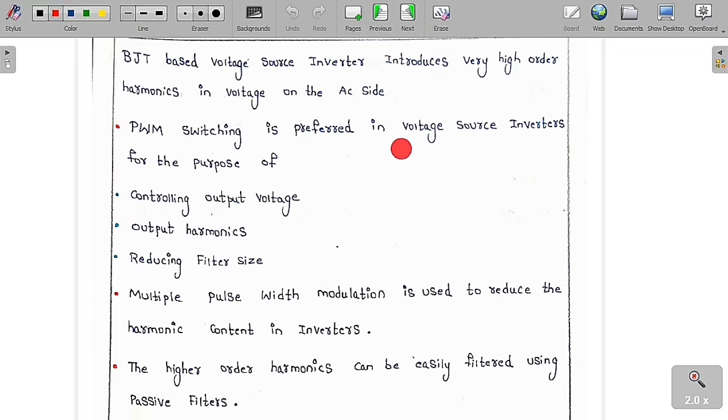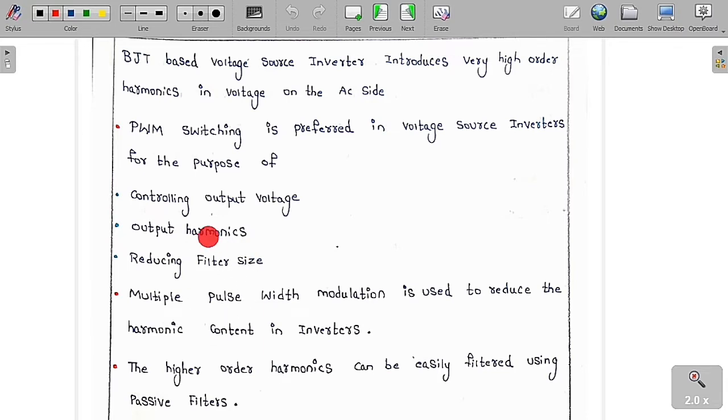PWM switching is preferred in voltage source inverters for the purpose of controlling output voltage. Yes, with the help of PWM switching, we can control the width of the output voltage. Therefore, we can control the output voltage and the output harmonics also. We can eliminate whatever harmonics we don't want by using the proper pulse width, so we can even reduce the output harmonics. Reducing filter size: yes, if some of the harmonics we have already removed, then definitely we can reduce the filter size also.